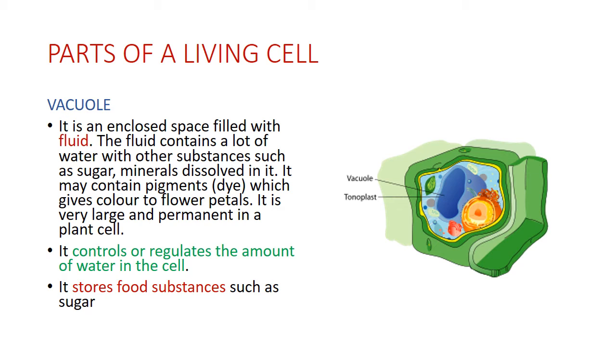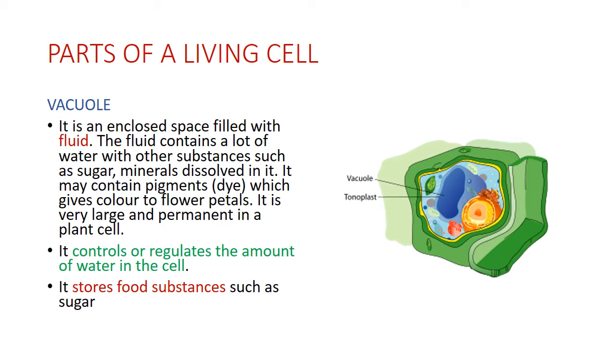So it gives you the idea that this particular organelle is mostly found in plant cells. It's not that prominent in animal cells, as compared to plant cells, where you always have it. In plant cells it is very large and it's always there. Now, because it's water based and contains a lot of water, it's able to help control the amount of water in the cell. This is what it does.